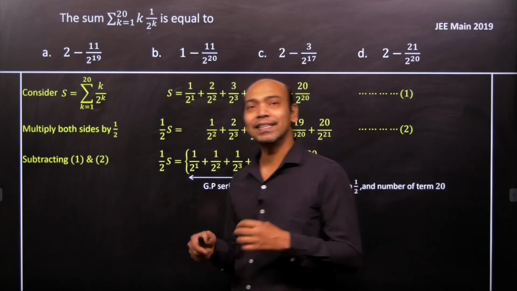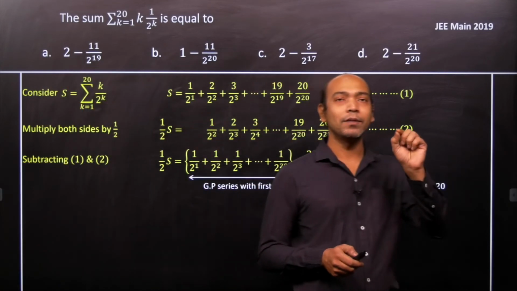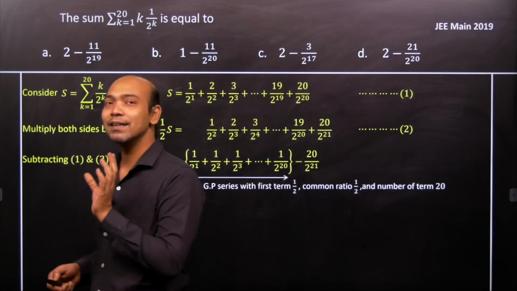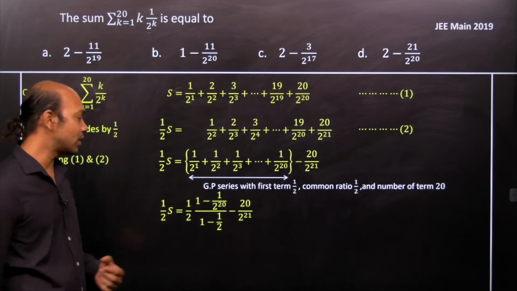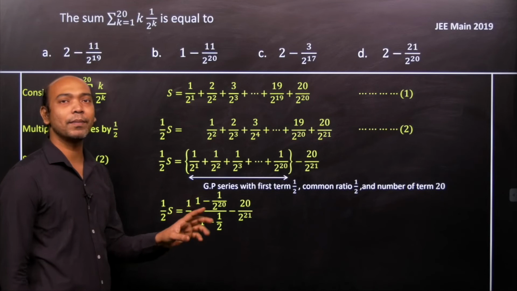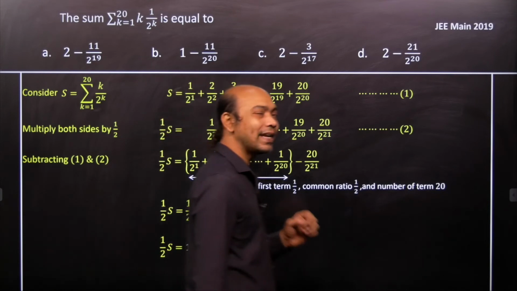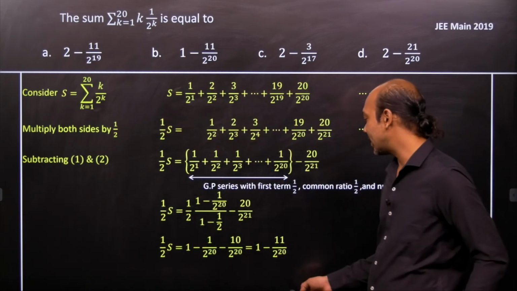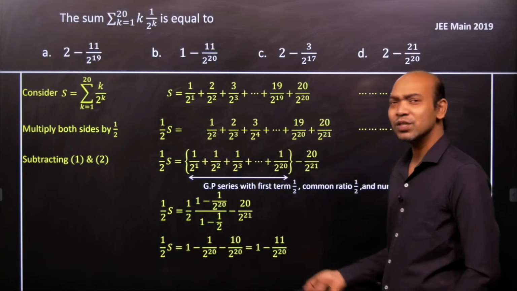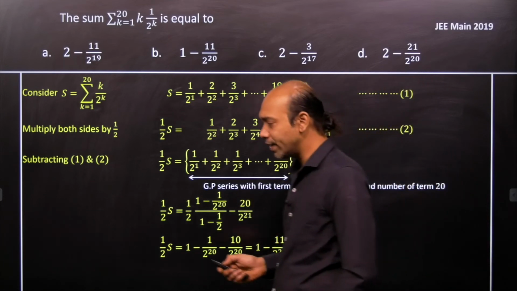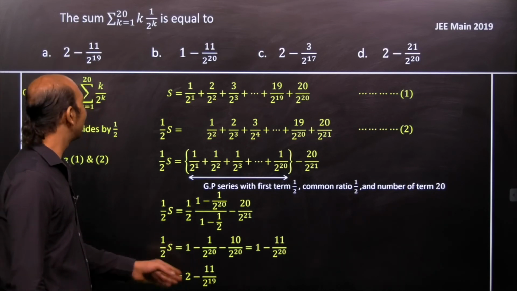What is the formula of a GP series? We know it is A into 1 minus r to the power n divided by 1 minus r. That's the sum of a GP series. Let's apply that and we get this formula. Now your job is to simplify. It is 1 minus half, so 1 minus half and the half get cancelled. You will get 1 minus 1 by 2 to the power 20 and all that stuff. So if we calculate, we'll get the final answer as 1 minus 11 by 2 to the power 20, that is 1 by 2 S. So what is S? We just have to multiply both sides by 2 again, and then we get our final answer as 2 minus 11 by 2 to the power 19.